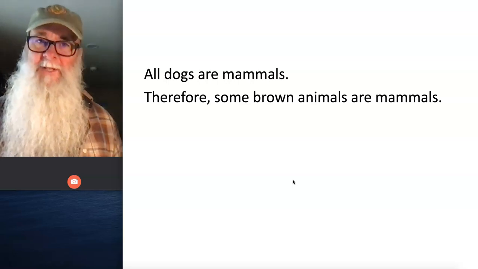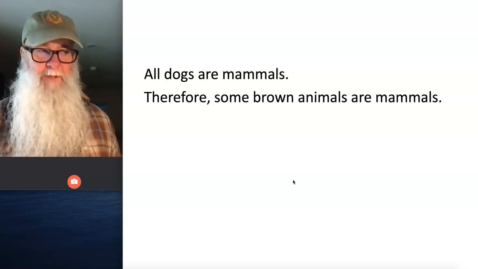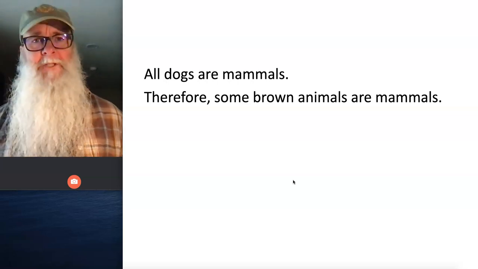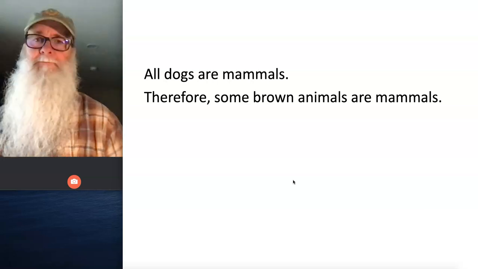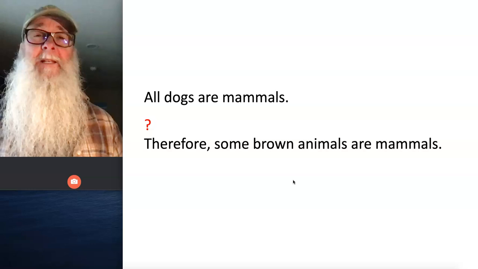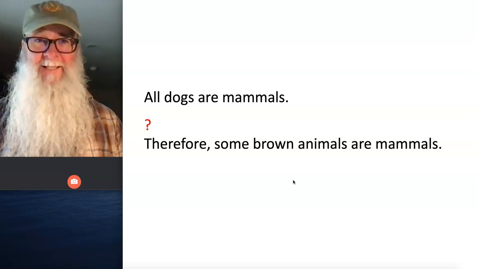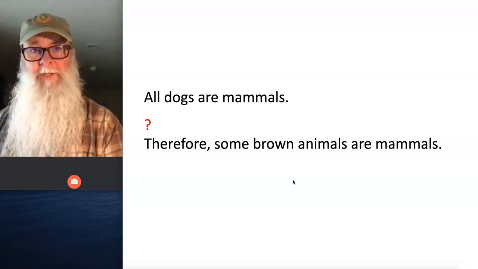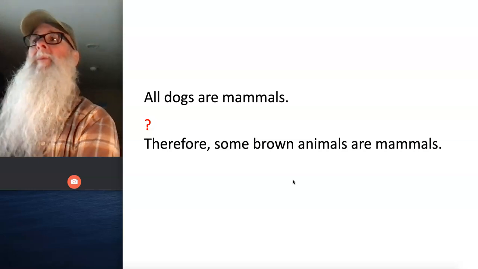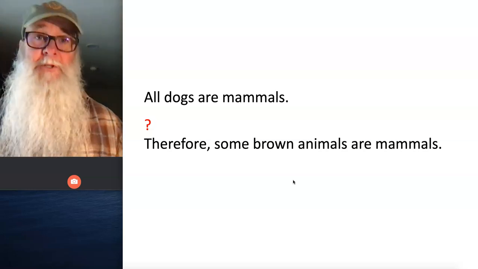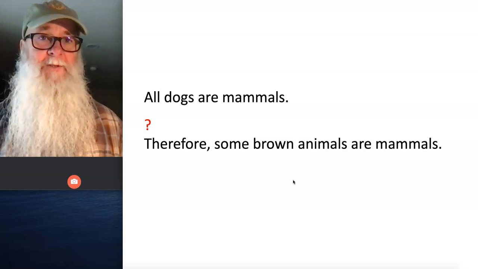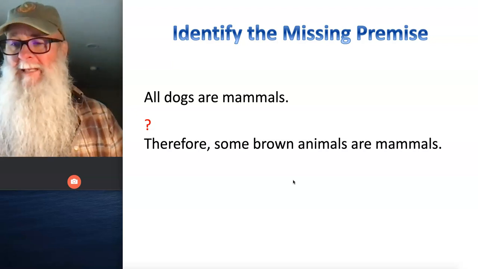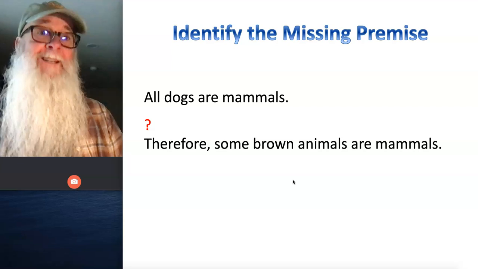But that's not what the conclusion of this argument says. This conclusion makes a claim, or draws a conclusion, about brown animals. And there's nothing in the argument that's been mentioned about brown animals before the conclusion. So what we have here is an argument that is missing a premise. There's a premise that's necessary for this conclusion that has been unstated. Okay, so if we assume that all dogs are mammals, what else would we also have to assume is true in order to draw the conclusion that some brown animals are mammals? We have to identify this missing premise in order to be able to evaluate the argument for validity and soundness.